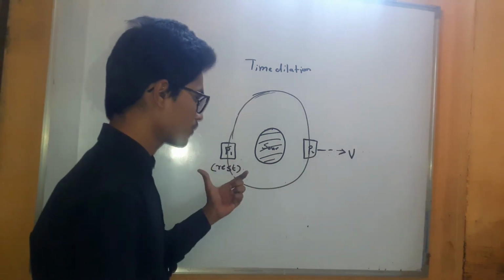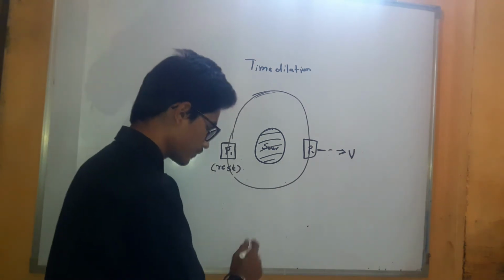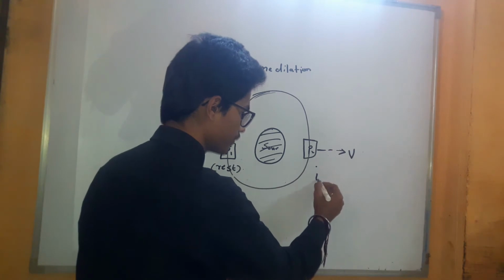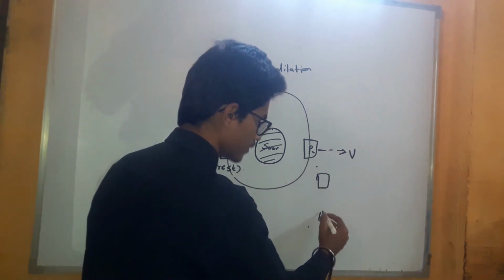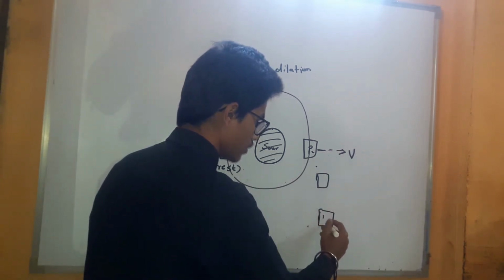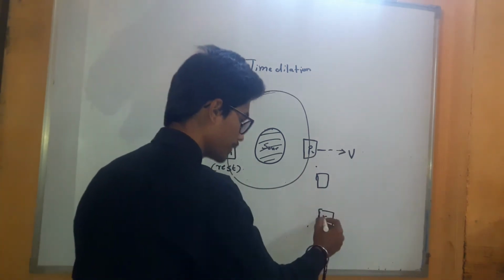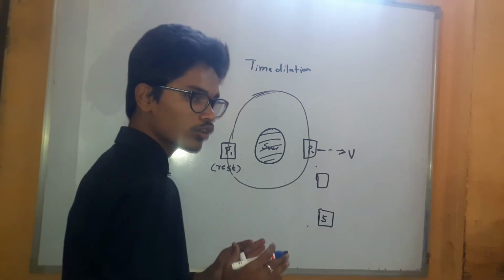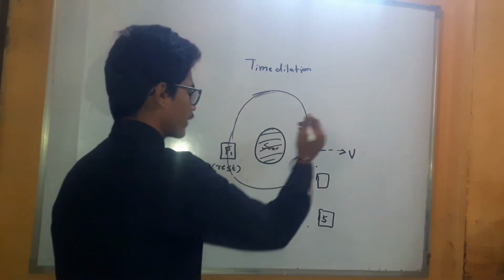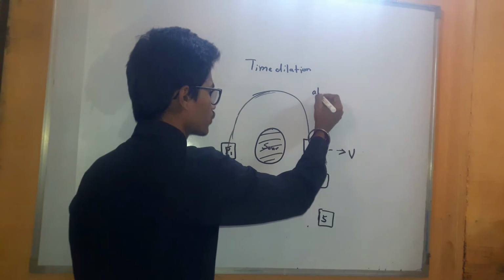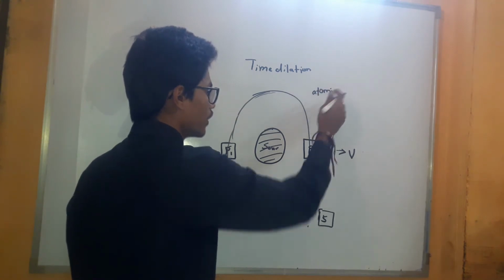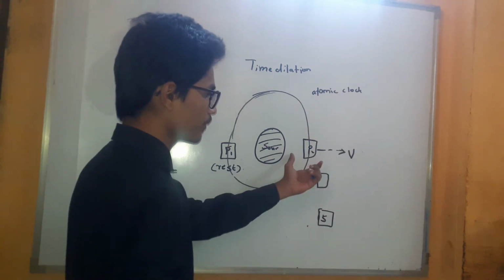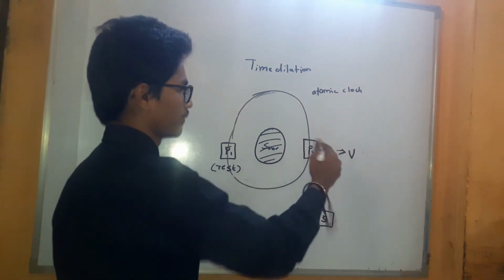Now in our thought experiment, we are watching planet P1 and the source. We place an atomic clock on both planets, and in our thought experiment the atomic clock works in this manner.